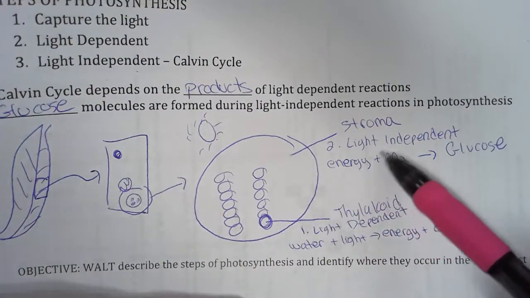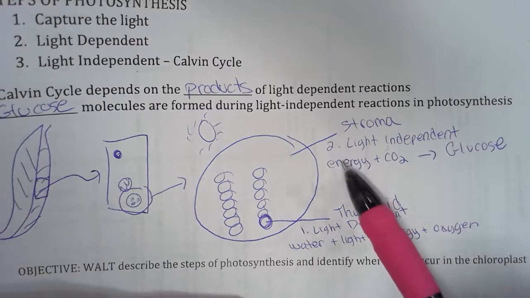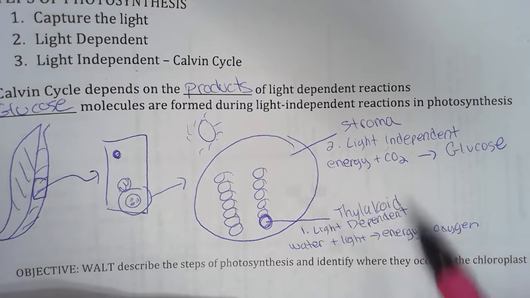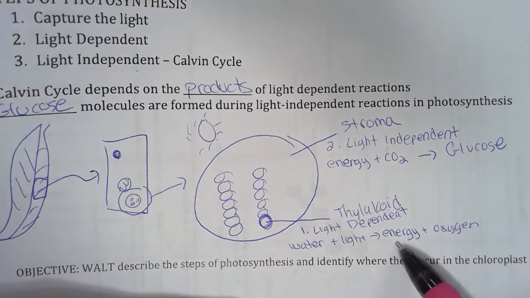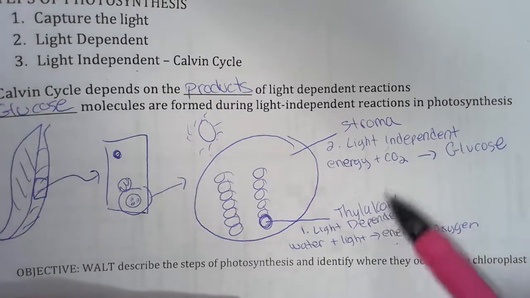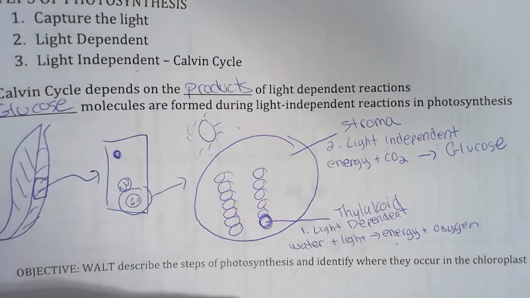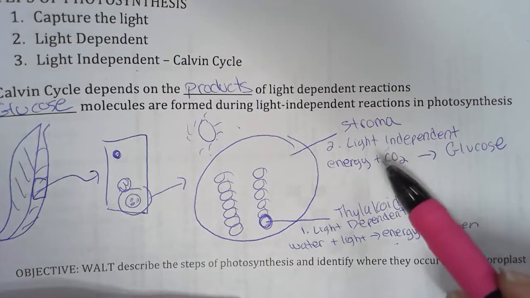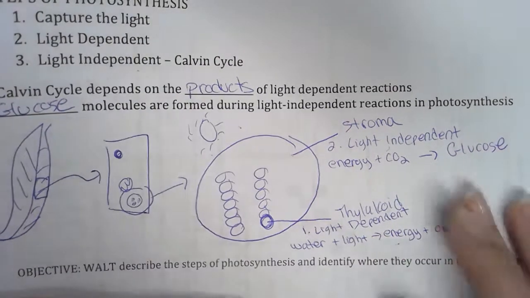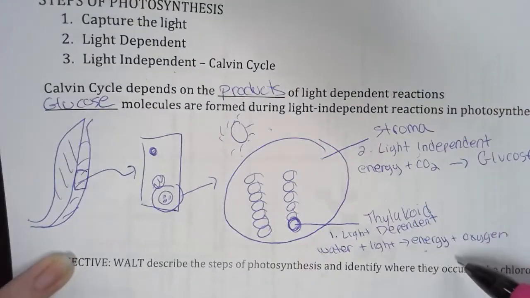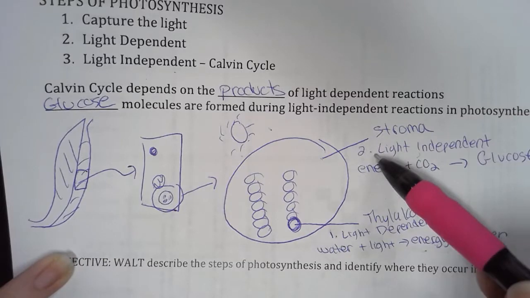Now, even though this is called a light-independent reaction, you notice none of these are requiring sunlight. I still need the product of energy from the light-dependent reaction, which can only be made in the presence of sun. So both of these reactions have to happen when the sun is out for either of these to occur. I know it sounds a little bit counterintuitive. So that's why this says the Calvin cycle depends on the products of light-dependent reaction. I'm taking this energy and I'm using it as a reactant.